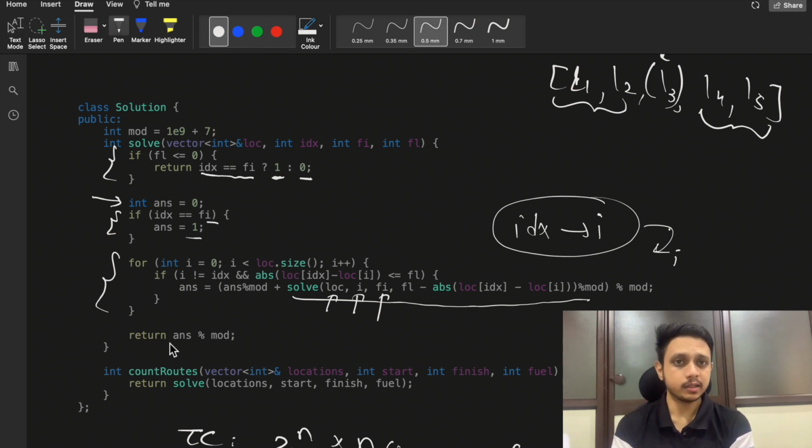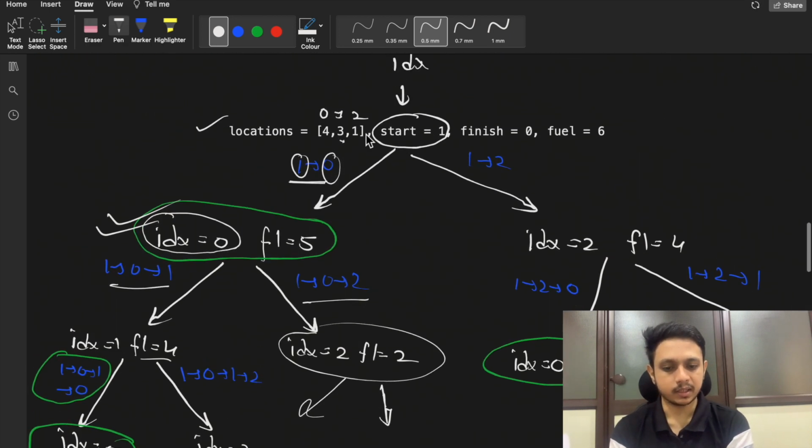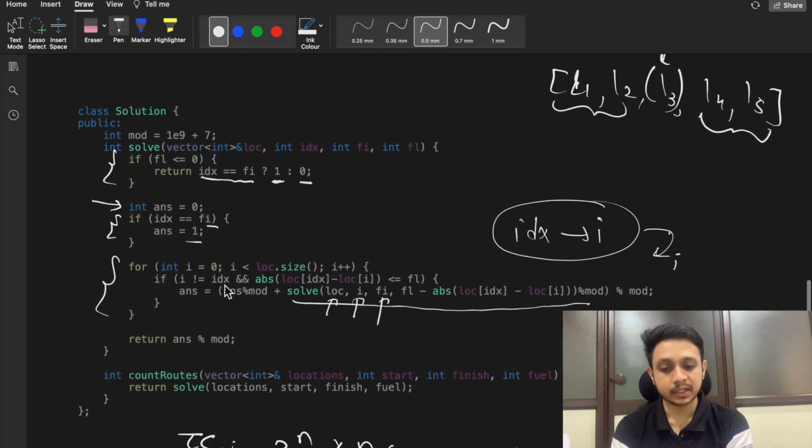Okay, that is clear till here? So here also we did the same thing. We will use the location, and we would check if the city i is not equal to index, that means it's not equal to the current city, then yeah, we can traverse the city.